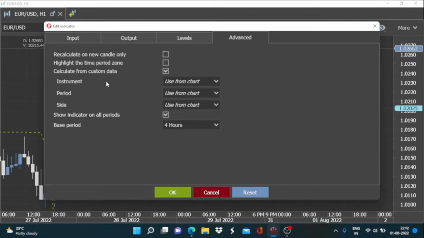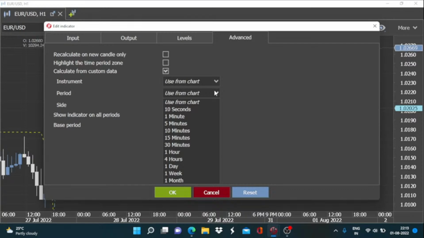Now, if you want the calculation to be done from the custom data, the instrument can be anything from the chart, or you can keep it fixed. Now here one option is being given. So this is always the choice with you. You can use a fixed calculation period regardless of the charting period. Suppose you want the indicator of this combination to be plotted only on the hourly time frame regardless of the candle period of the current chart, you can keep it fixed.